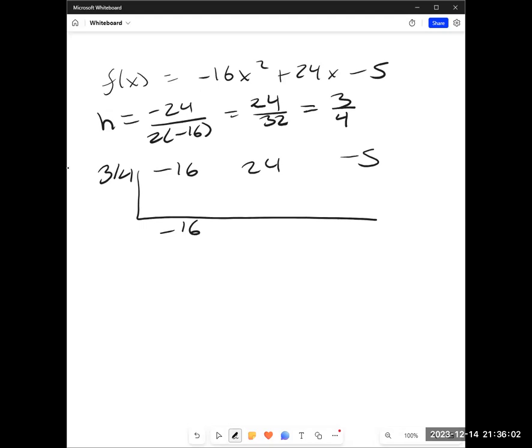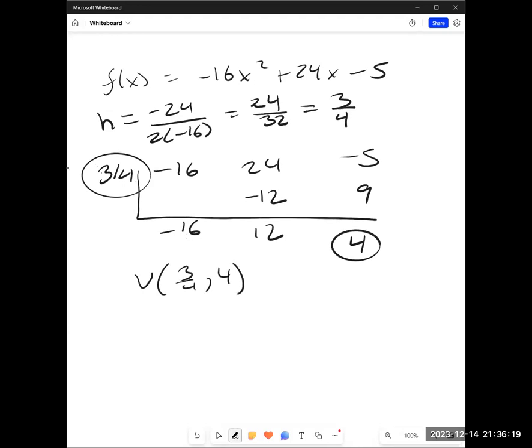Negative 16 divided by 4 is negative 4. Negative 4 times 3 is negative 12. 4 goes into 12 3 times. 3 times 3 is 9. 9 minus 5 is 4. So my vertex is at 3/4, 4.